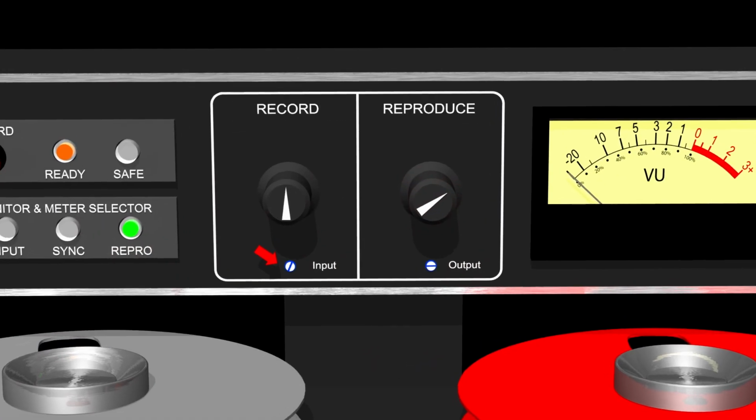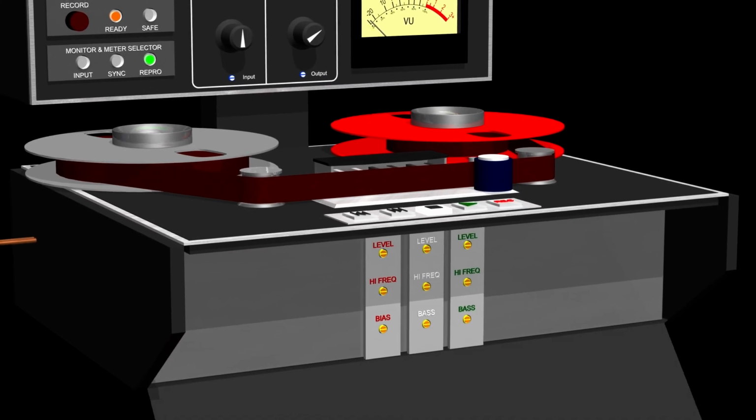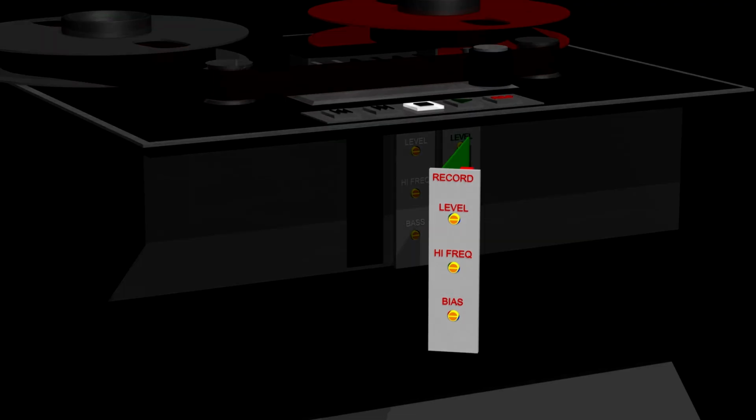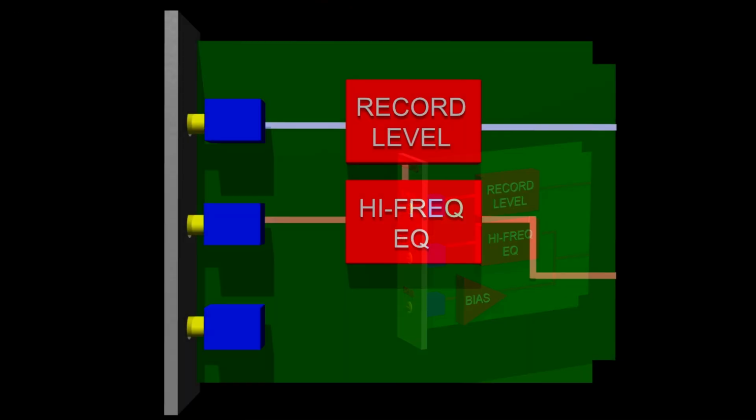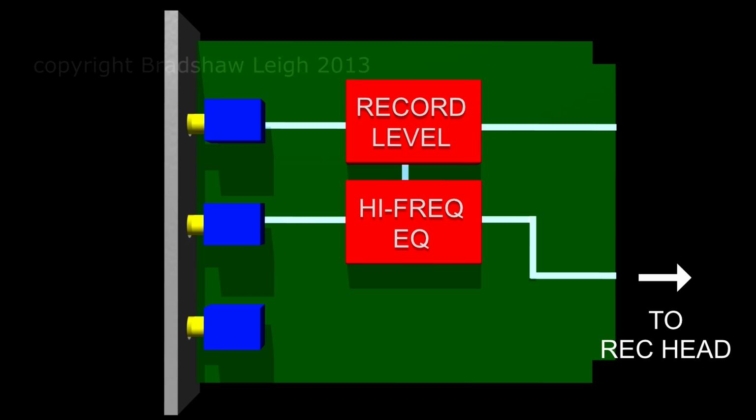Inside the tape recorder, the audio signal first passes through the input level control, then moves on to the record electronics. There, the level is adjusted and high frequencies are equalized. This equalization is to flatten the response of the machine or correct for inaccuracies in the recording process. The audio signal then travels to the record head.